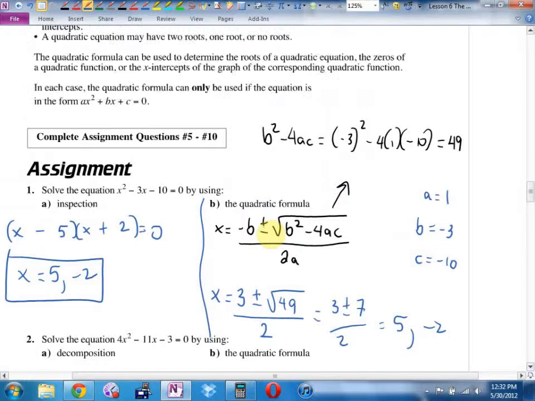If it doesn't factor, how do you know it doesn't factor? You try finding the two numbers that multiply to whatever and add to whatever, and you can't. Or they'll say, solve using the quadratic formula.